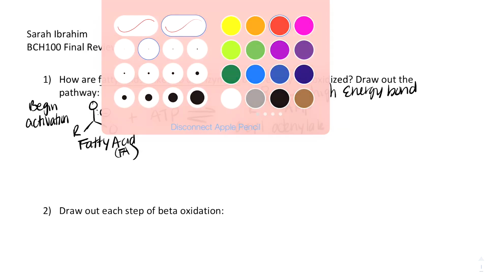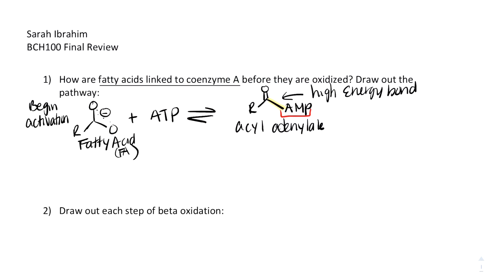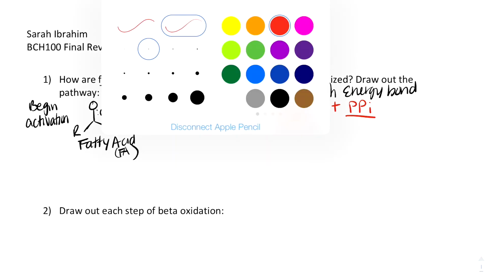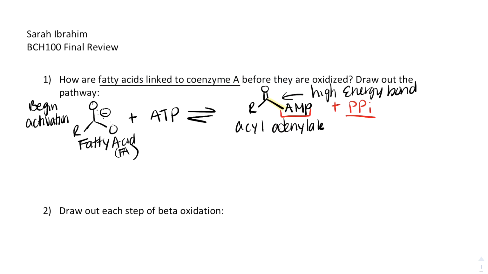The byproduct that we create is pyrophosphate, since the two phosphates that we lost from ATP have to go somewhere. But we'll focus on the pyrophosphate later. Let's continue breaking down the fatty acid.